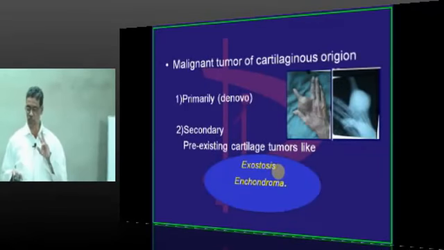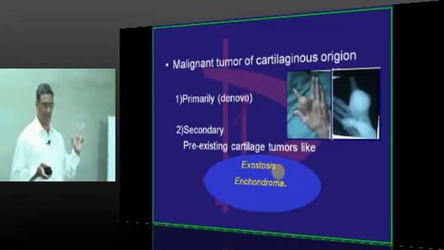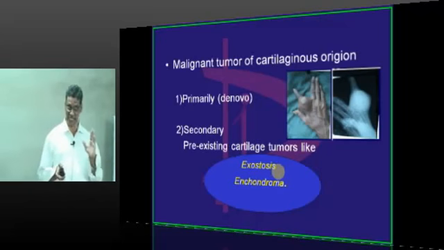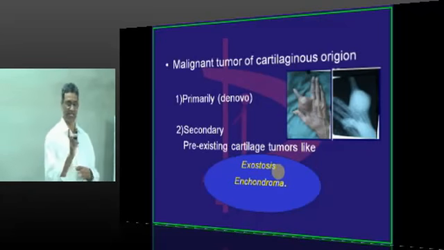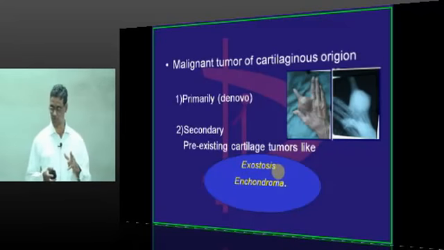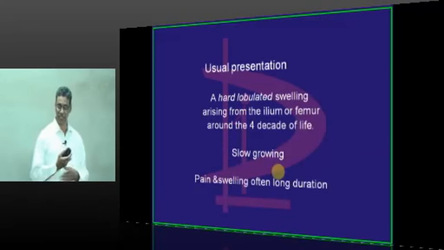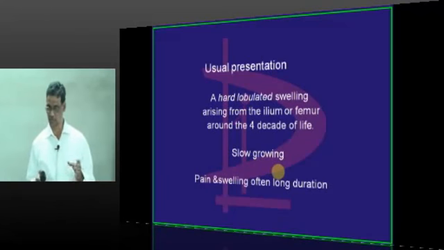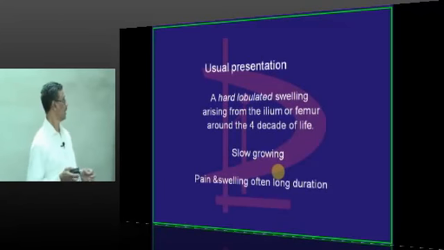Though they can arise in two ways. One, as usual, primary, that is de novo, and the second is from a pre-existing benign condition like exostosis, otherwise called multiple osteochondroma, or enchondroma. The usual presentation will be a hard lobulated mass, because most cartilaginous tumors are lobulated. It appears arising from the ilium or femur, in about the fourth decade of life. It is slow growing; pain and swelling often take a long duration.